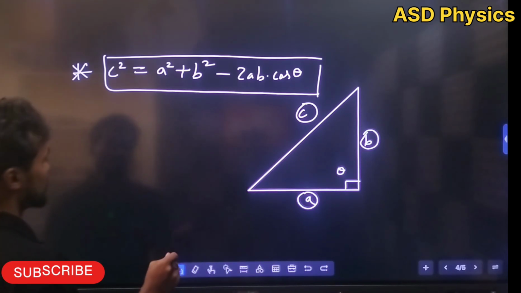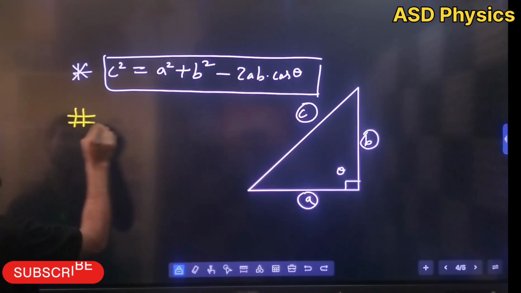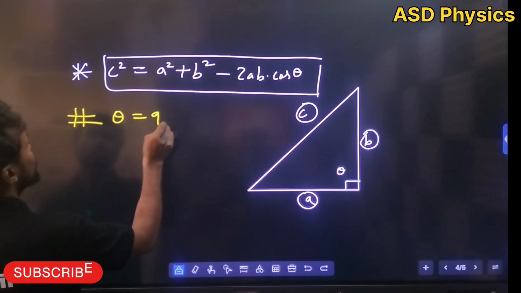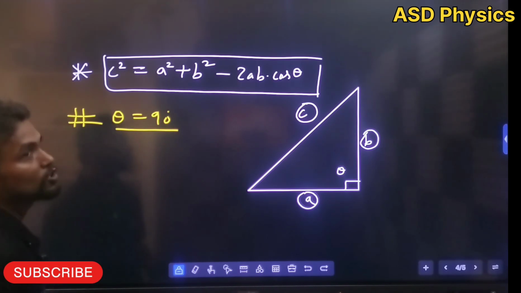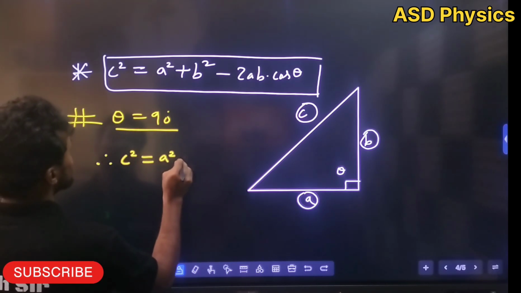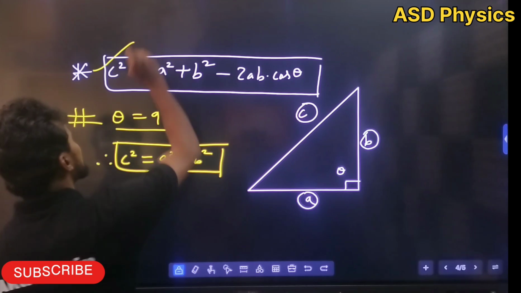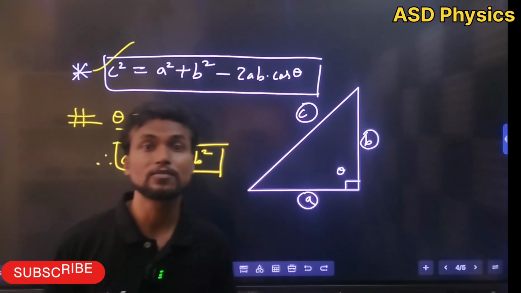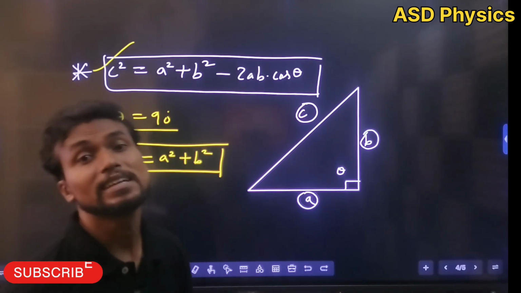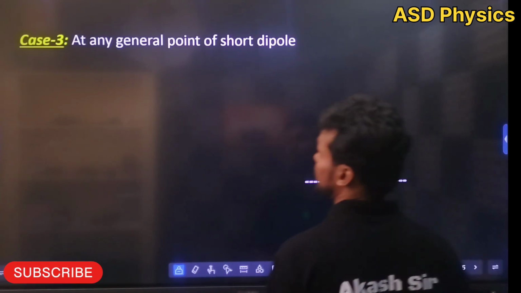And you know very well which kind of triangle is there if I take a special case: a right angle triangle. That means theta is 90 degrees, and the value of cos 90 is 0. And you can see we have proved the Pythagoras theorem. So this is for any general triangle, and this is especially for a right angle triangle. This basic we are going to use for the electric potential at a general point. So let's move to the next one.